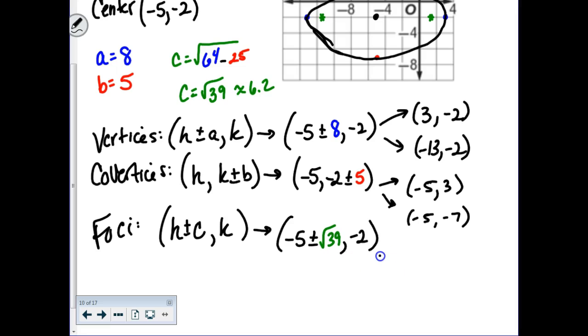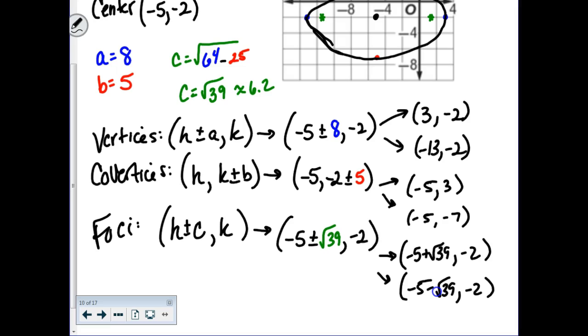But technically speaking, these do split into -5 plus the square root of 39 comma -2, and -5 minus the square root of 39 comma -2. Apparently that's where I plotted those green stars.